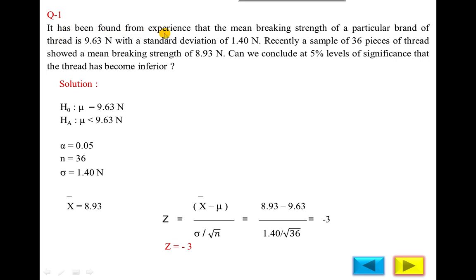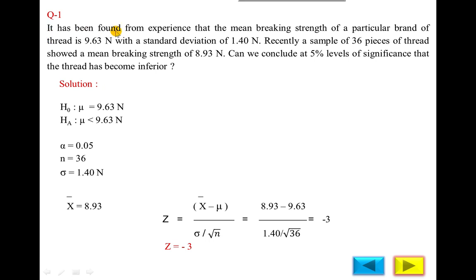It has been found from experience that the mean breaking strength of a particular brand of thread is 9.63 Newton with a standard deviation of 1.40 Newton. Recently, a sample of 36 pieces of thread showed a mean breaking strength of 8.93 Newton. Can we conclude at 5% level of significance that the thread has become inferior? You know that surety indicates the null hypothesis and the question indicates the alternate hypothesis. I have sent the details in the second last video.